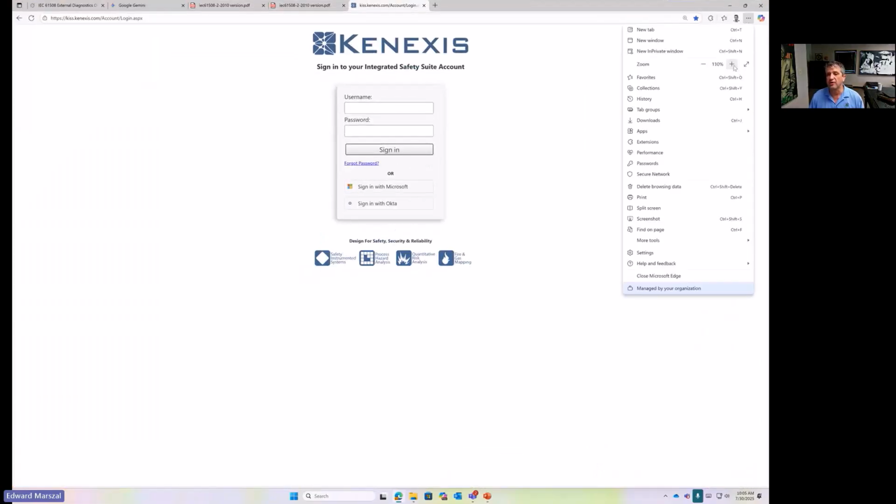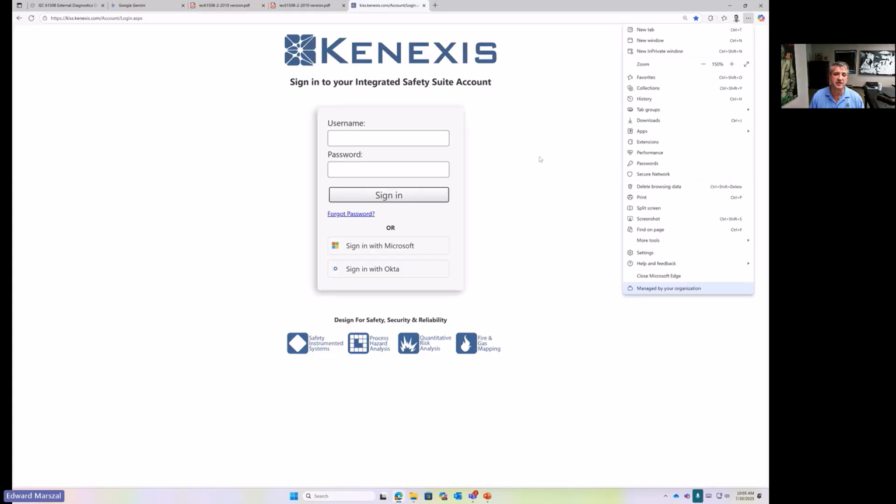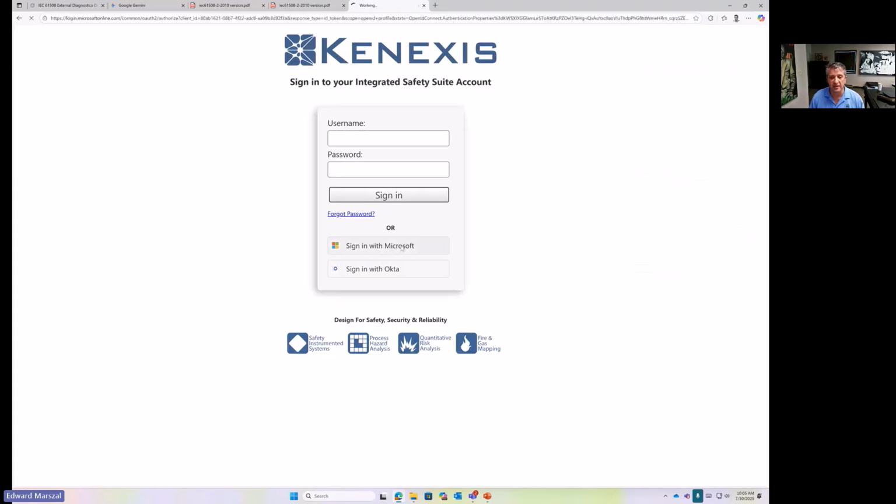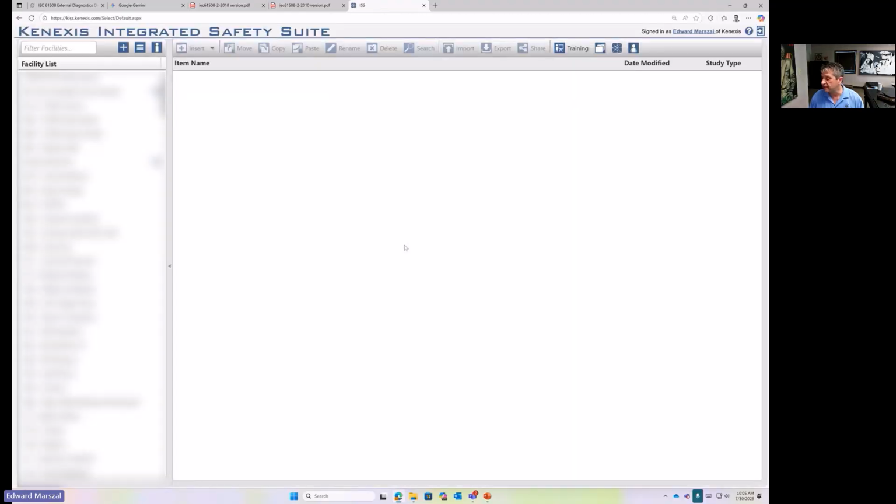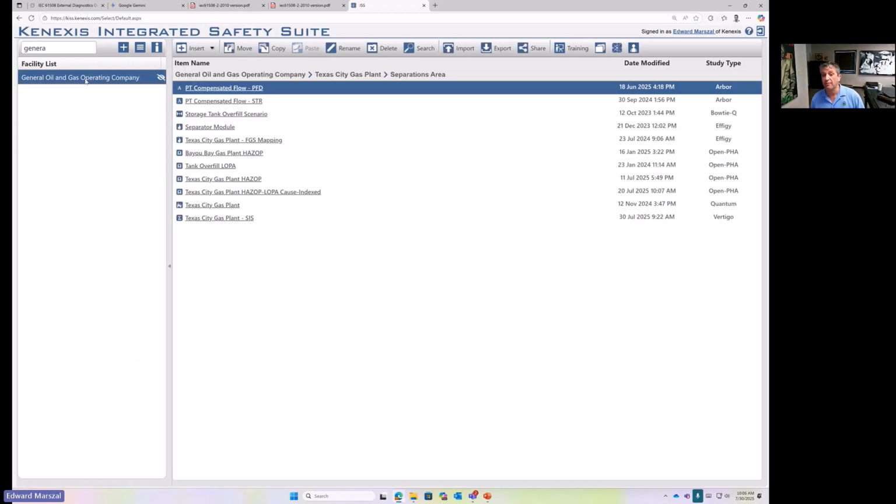Many of you are familiar with this. This is the single sign-on page for the Connexus Integrated Safety Suite. So I'm going to sign in using single sign-on. I'm already logged into Office 365, so it knows that, and it just lets me in. And I'm going to go, as I normally do, to General Oil and Gas Operating Company, which is that fictitious company that we created to do training classes and software demos.